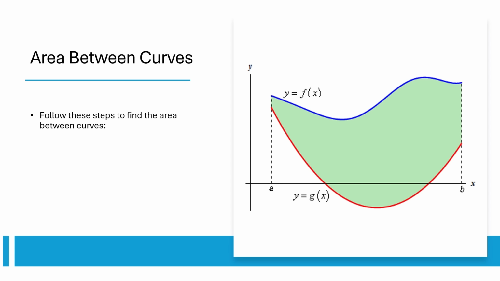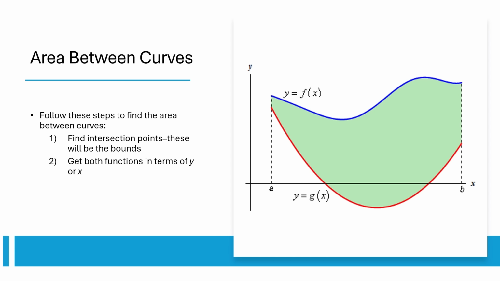Say you want to find the area between two curves, f of x and g of x. First, you find the intersection points, which will be the bounds of the integral. Then you get both functions in terms of the same variable, either y or x, and then you integrate the top function minus the bottom function.